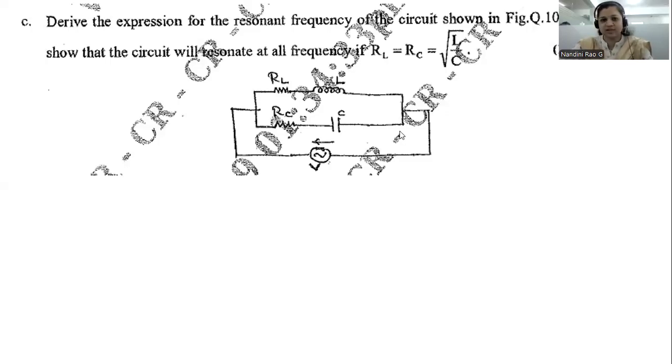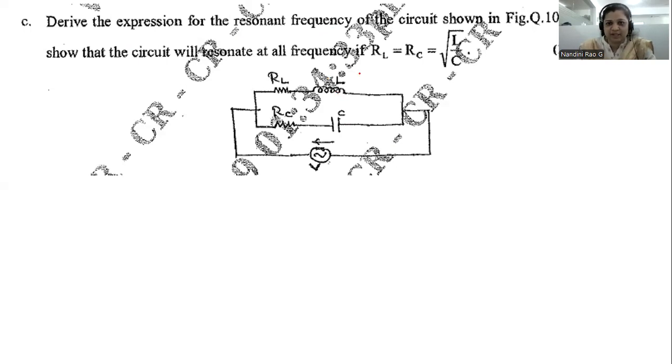Hello, here is a numerical based on parallel resonance. This particular question I have taken directly from the VTU question paper of December 2019. As you see, the question is: derive the expression for the resonant frequency of the circuit.